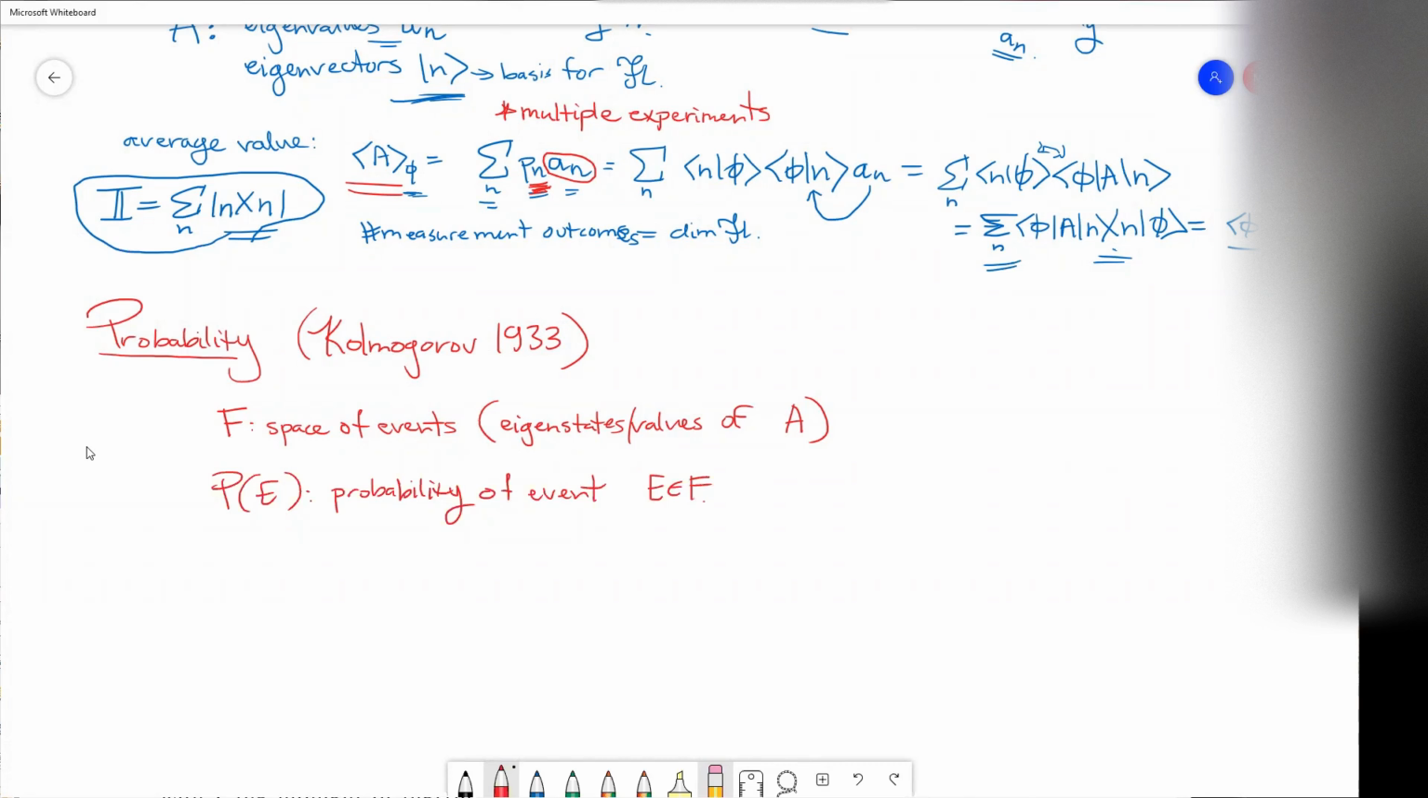So this is like the probability of observing a particular outcome of some measurement. And there's just some rules that it has to satisfy. The probability has to be greater than or equal to 0 for all events in your space. It also has to, something has to happen.